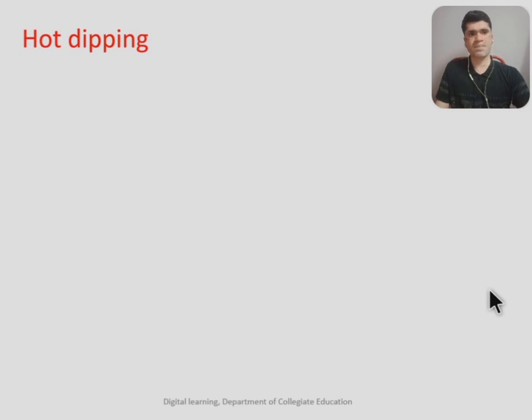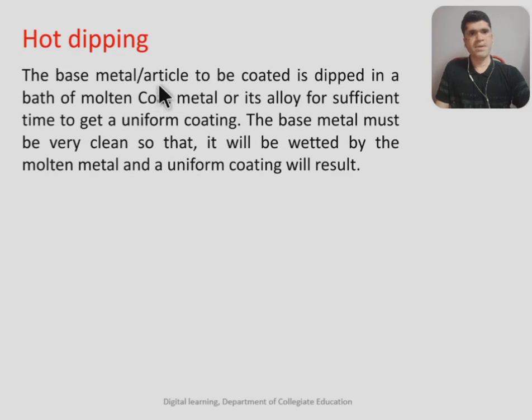Next is hot dipping. The base metal or article to be coated is dipped in a bath of molten coat metal and left for sufficient time to get a uniform coating. The base metal must be very clean so that it will be wetted by the molten metal and a uniform coat will result. It is very simple: the metal to be coated is dipped in molten coat metal, and when lifted back up, everything sticks to it.